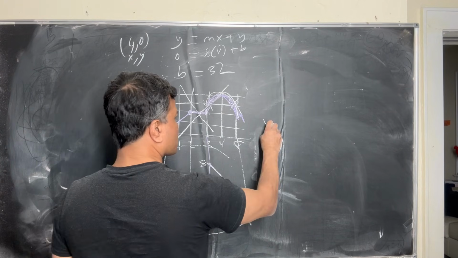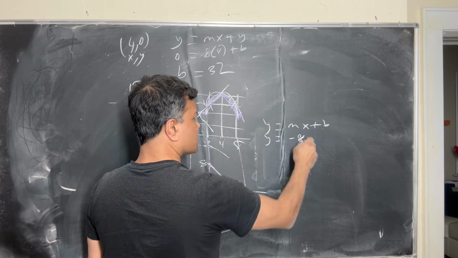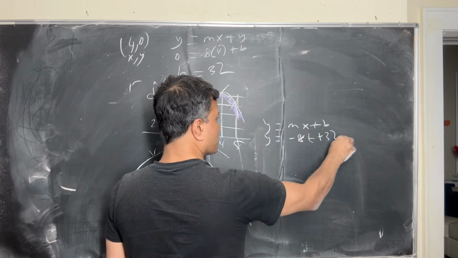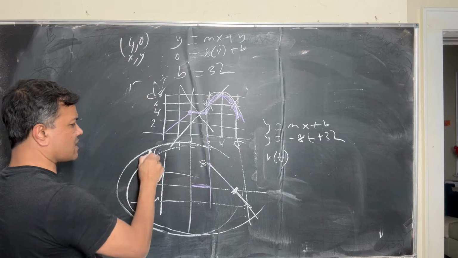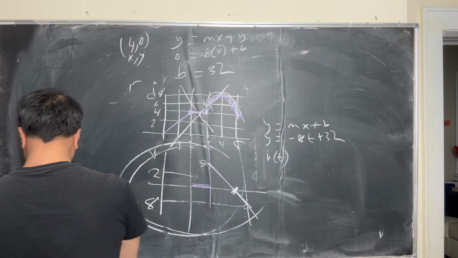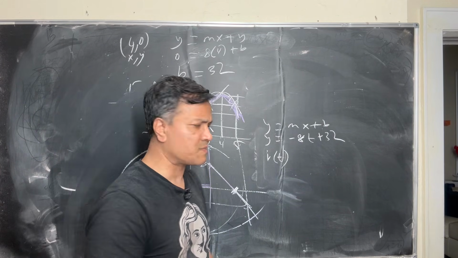So y is equal to mx plus b. So y is equal to negative 8 t plus 32. So this is v of t, not p of t, because we use this graph, and this graph is vt. So this is v of t. If we did use this graph, then it would be p of t. Now we use this graph, so this is v of t.